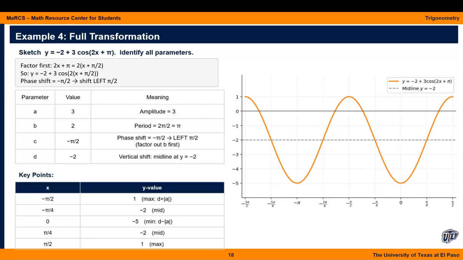In this example, all transformations are present. We begin by factoring to identify the phase shift. Then we determine the amplitude, period, horizontal shift, and vertical shift. Finally, we plot key points relative to the new midline and sketch the graph.